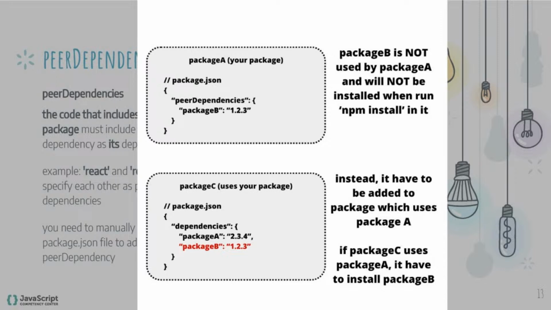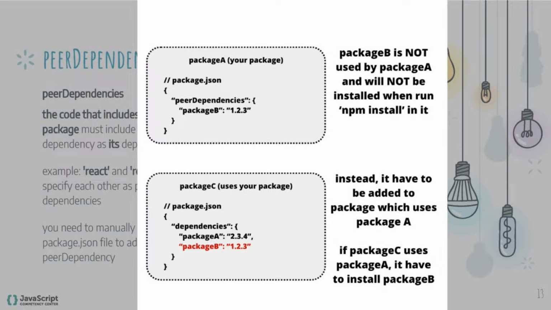As an example, React and React DOM don't specify each other as peerDependencies, and this allows developers to use different versions of React DOM with a related version of React. And there is no command to install a peerDependency. You need to manually modify your package.json file in order to add a peerDependency.